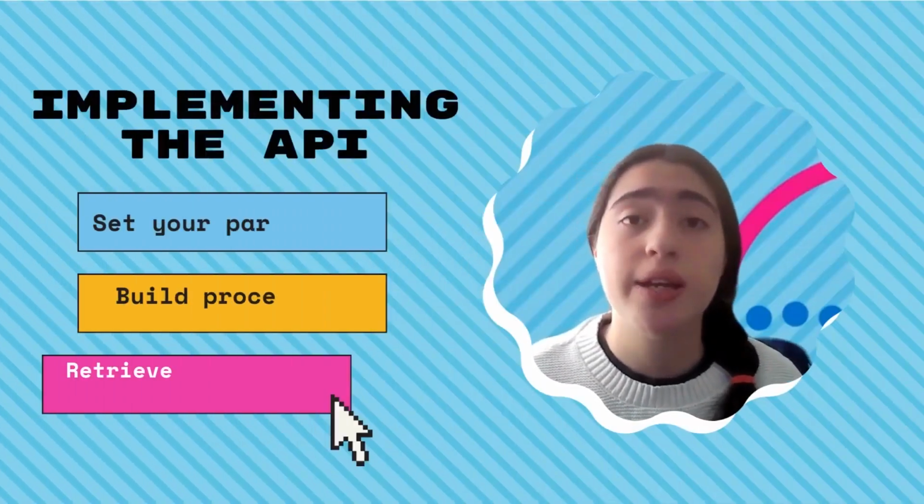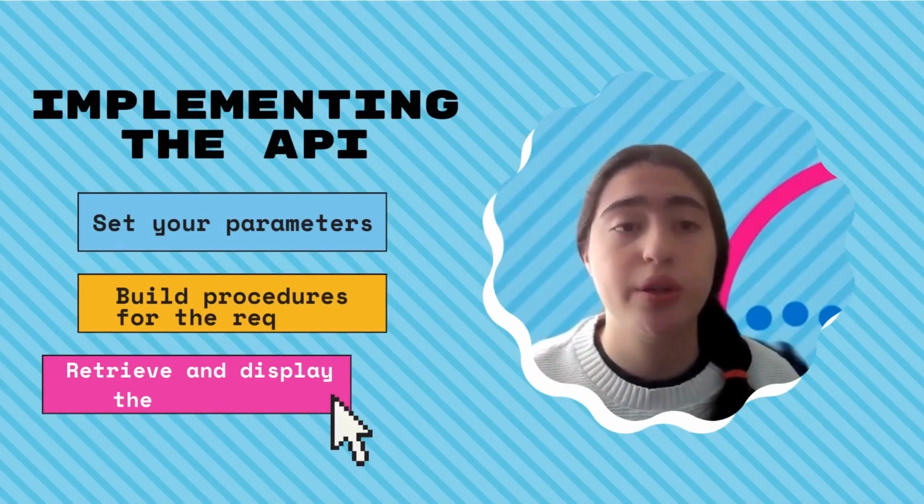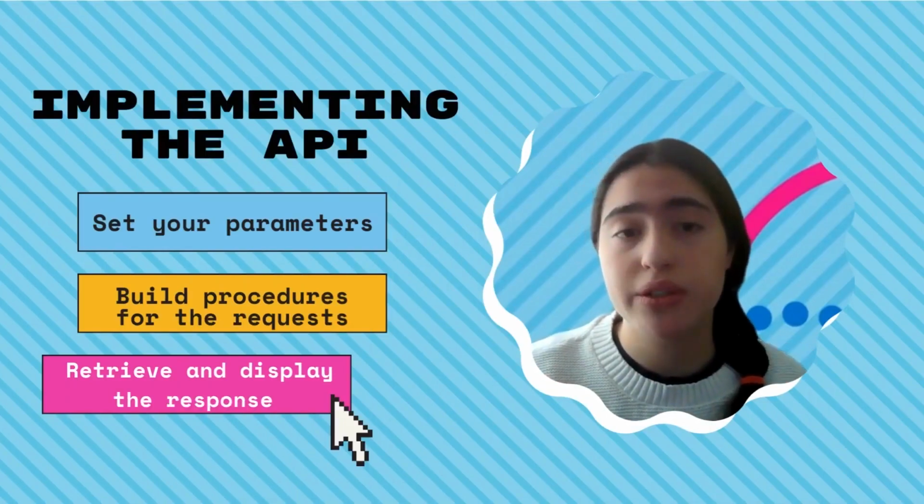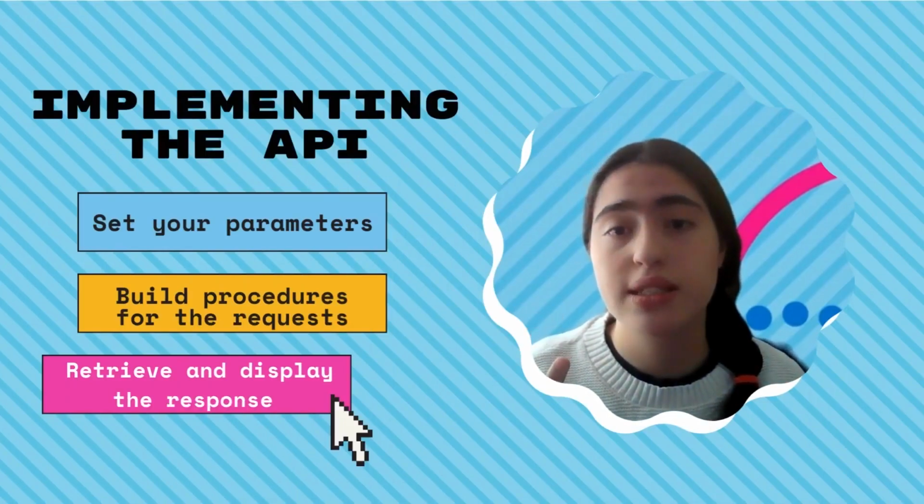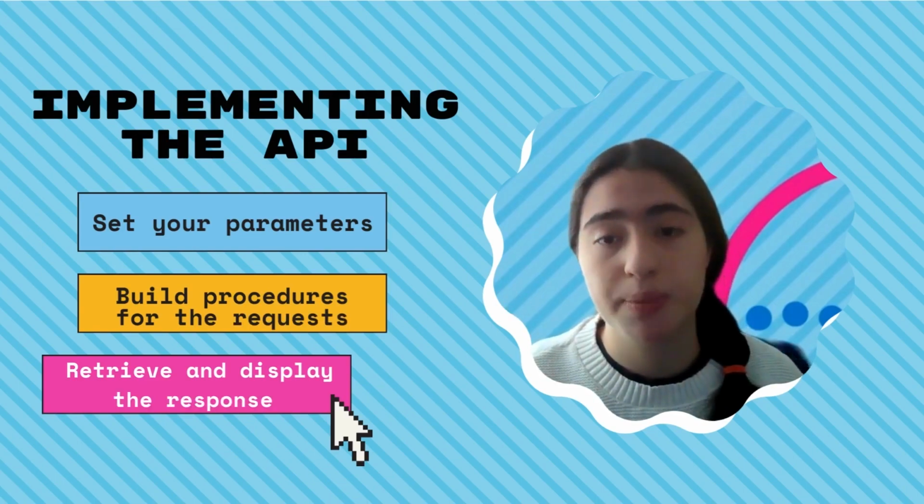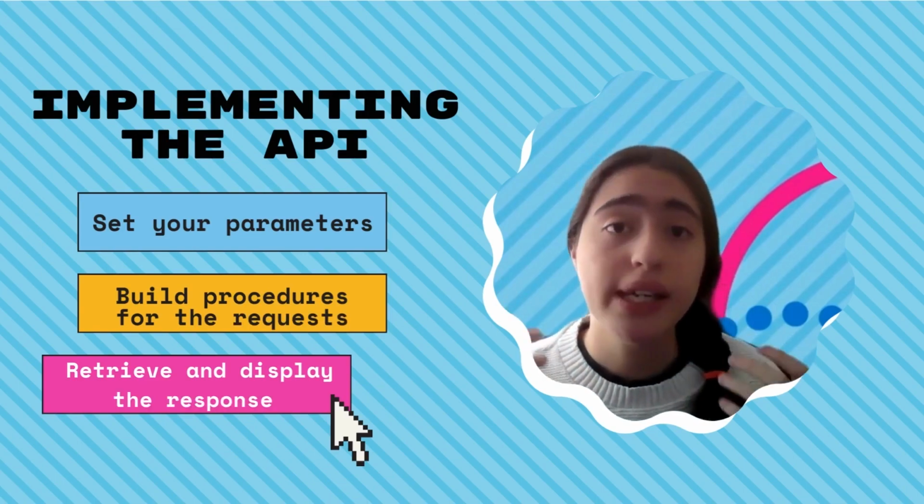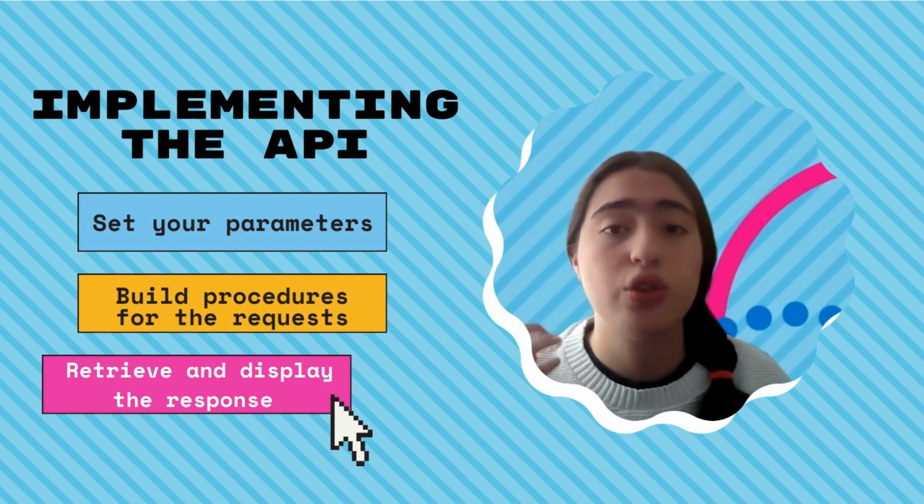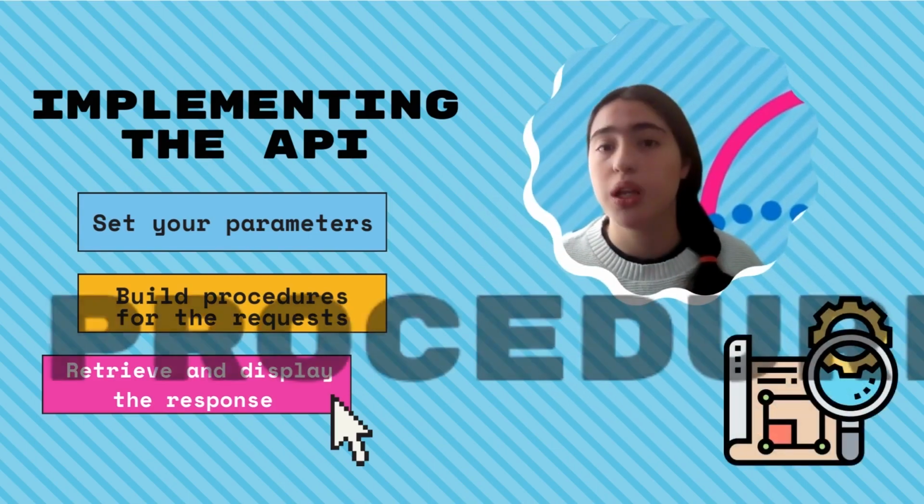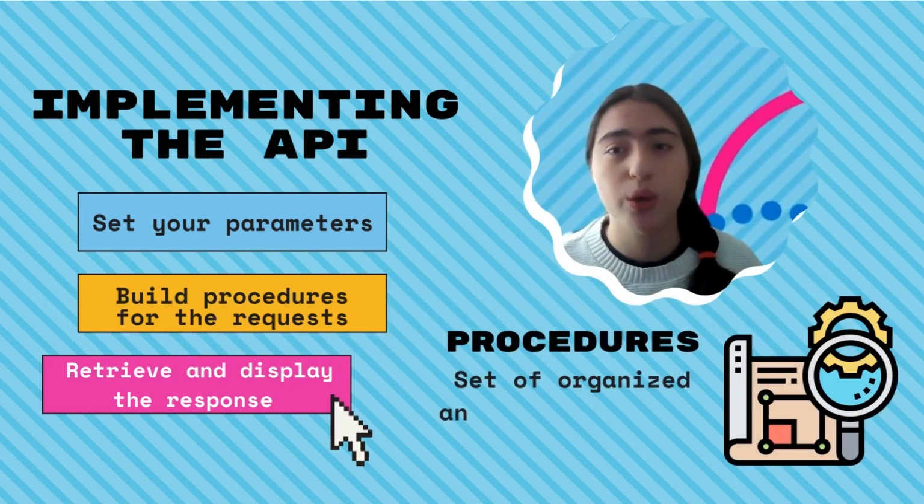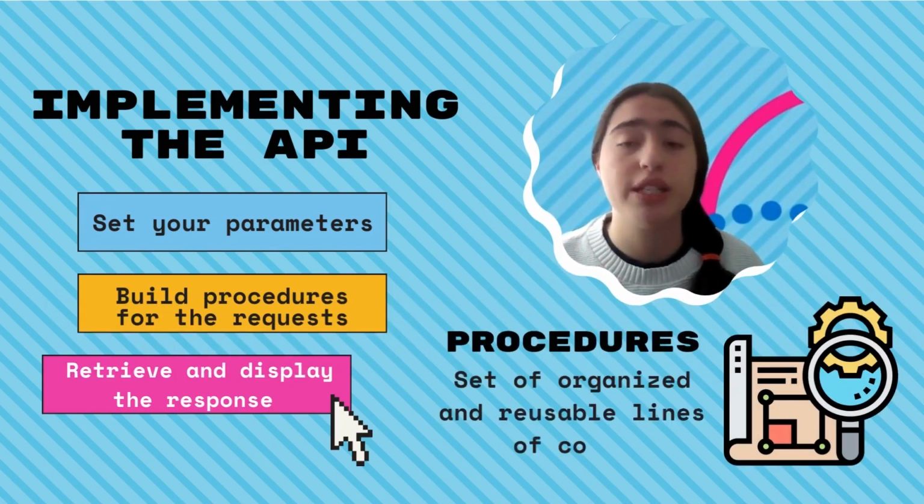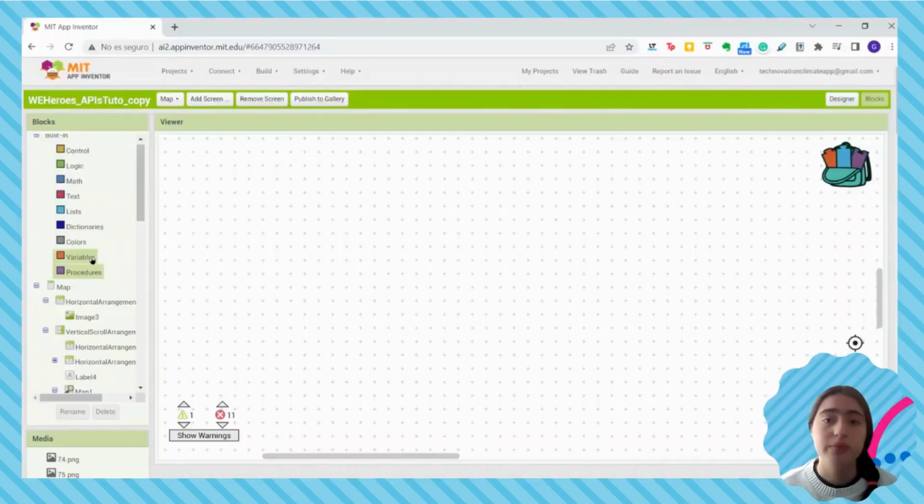To use APIs in App Inventor, 3 main steps are required. Set your parameters, build procedures for the requests, and retrieve and display the response. To build the API URL, we use 3 procedures. Procedures are blocks of organized reusable code that is used to perform a single related action.